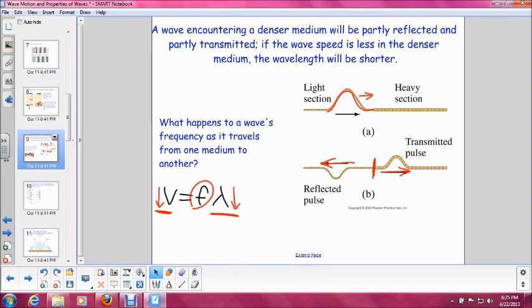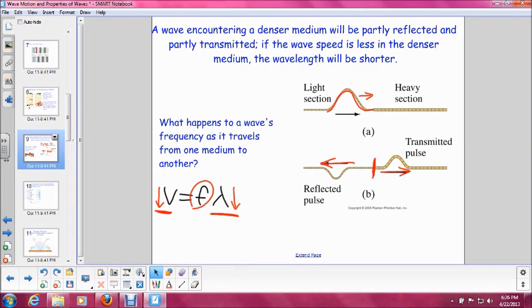So, if your wave is traveling along and it hits a denser medium and it slows down, it is going to compress. It's going to get closer together between crests. The wavelength itself will get shorter. But the frequency, how many of those crests pass a certain point in 1 second, will be exactly the same as it was before.